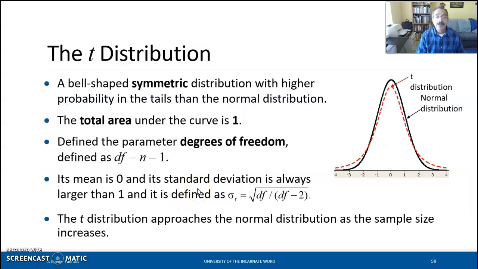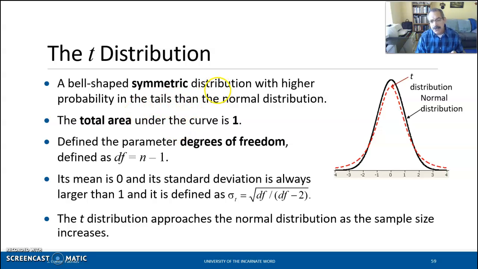All right, the t distribution is similar to the standard normal distribution, in that it is bell-shaped and symmetric, the total area on the curve is 1, and the mean of the t distribution is 0. But beyond that, there are very important differences between the t and the standard normal distribution. One very important one is that the t distribution is defined by a single parameter called the degrees of freedom, which is the sample size minus 1.